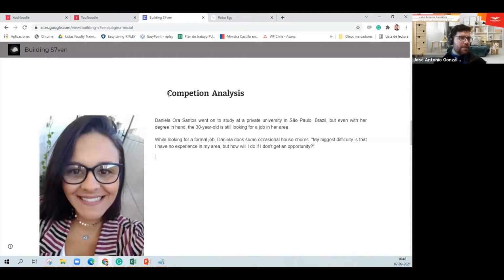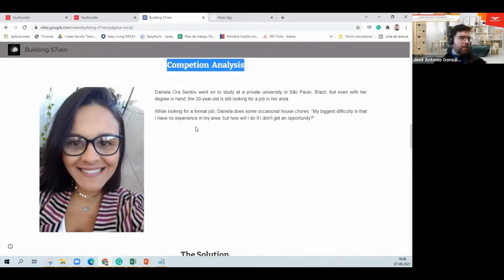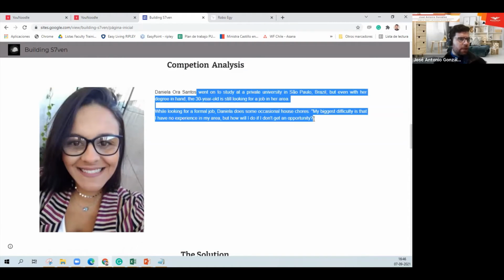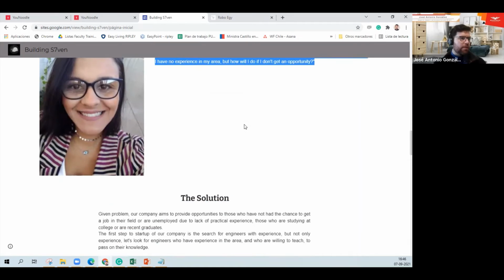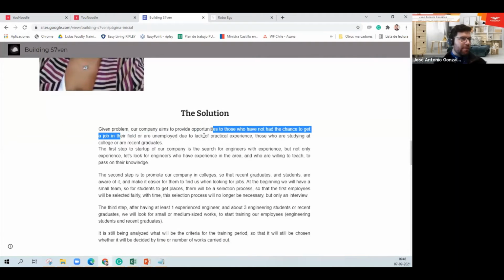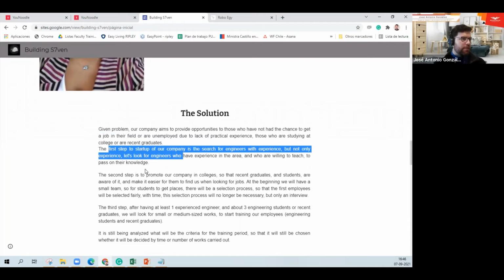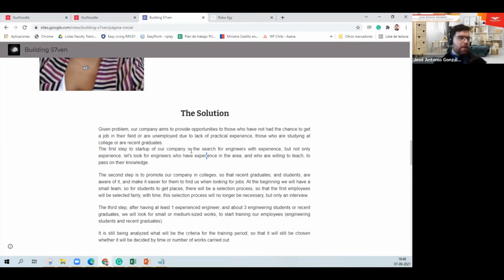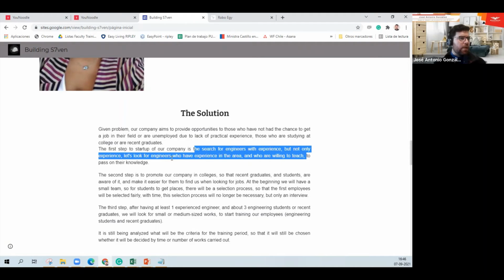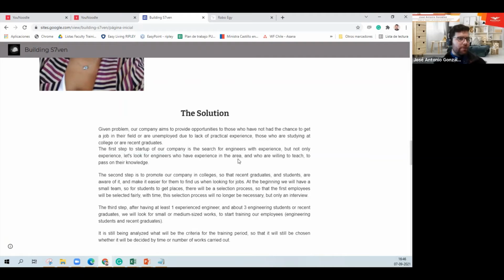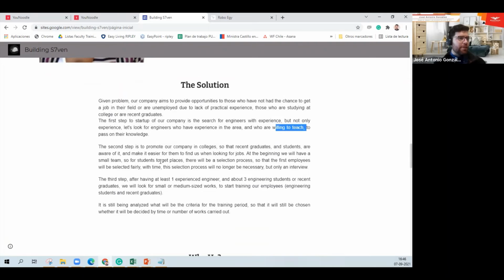Okay, this is not that much regarding the competition analysis, but this is a very important example and statement. The solution, given the problem, okay, opportunities, the first step is to start up a company. Is the search for engineers with experience, but not only experience. Let's look for engineers who have experience in the area and who are willing to teach, to pass on their knowledge.